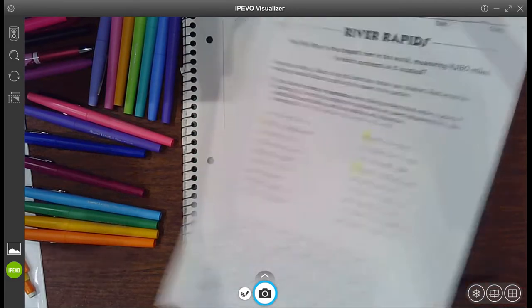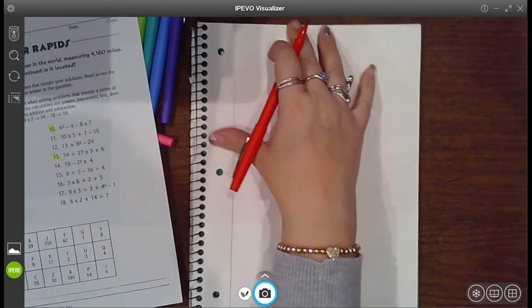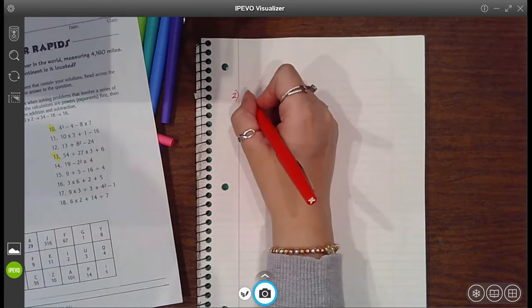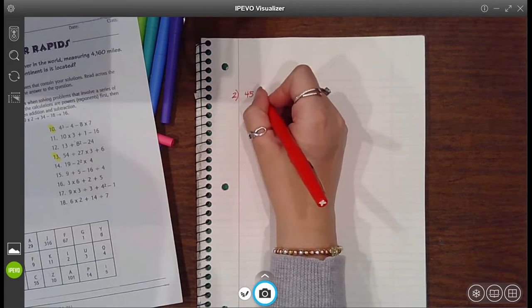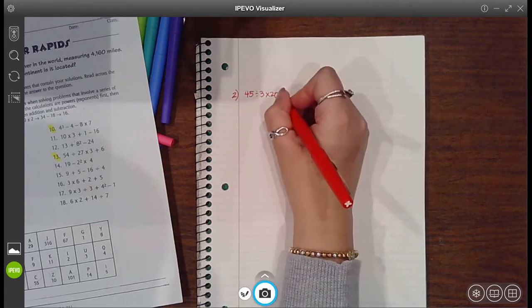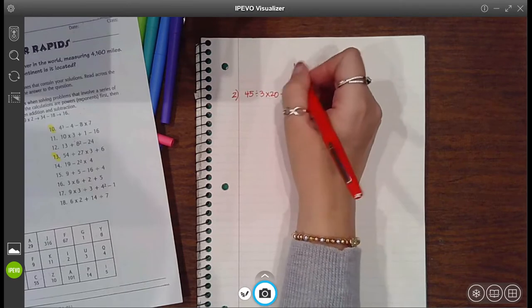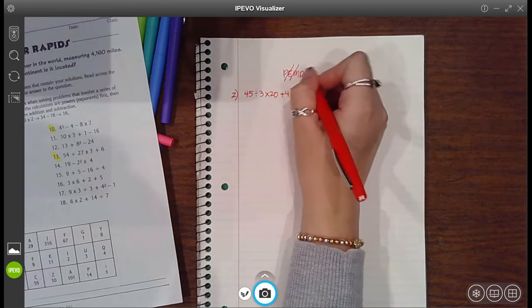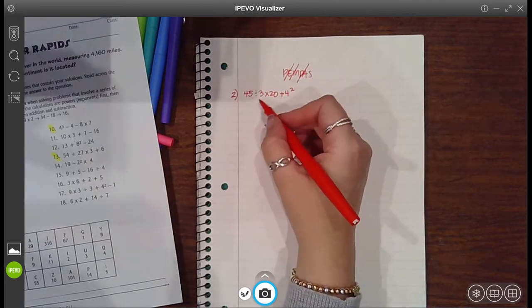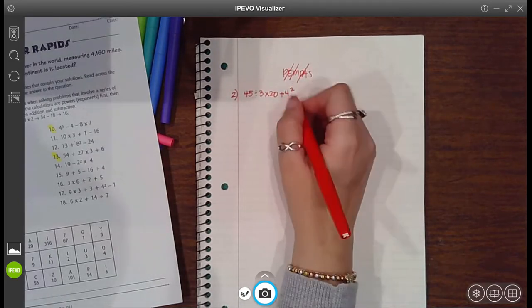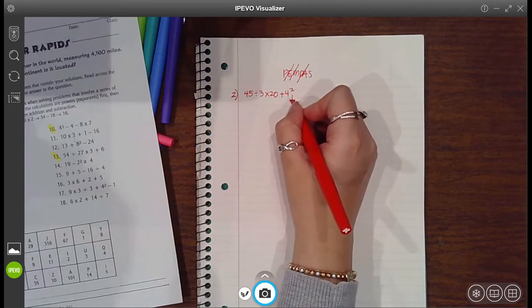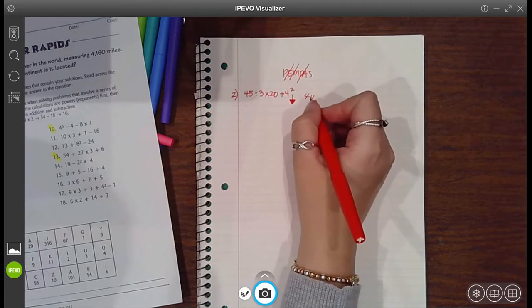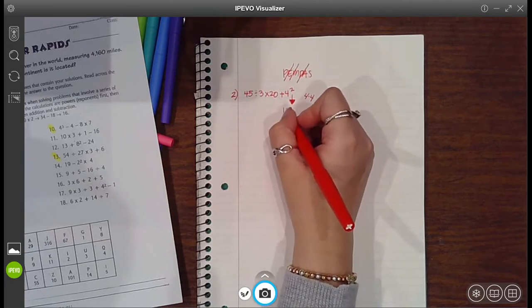Okay, number 2, now that you've unpaused the video and you're back with us, number 2 says 45 divided by 3 times 20 plus 4 squared. So according to PEMDAS or GEMDAS, do you see any parentheses? No. Do you see any exponents? Yes, that 4 squared. Now that's not 4 times 2, it's 4 times itself 2 times. And 4 times 4 is 16.